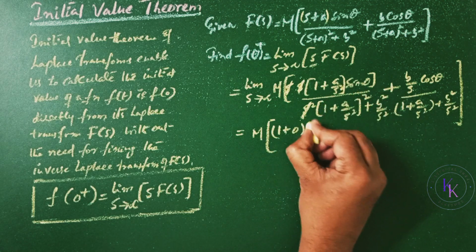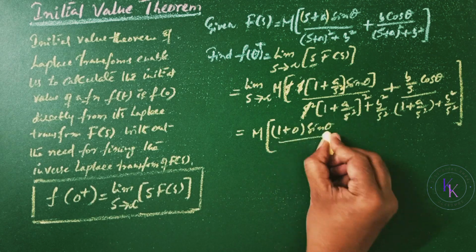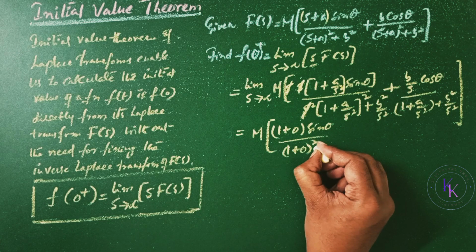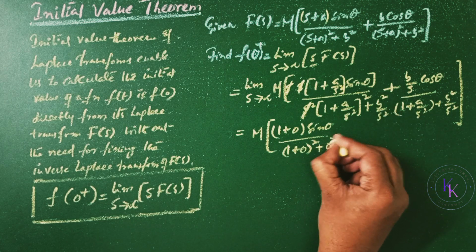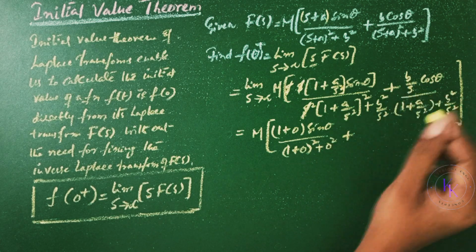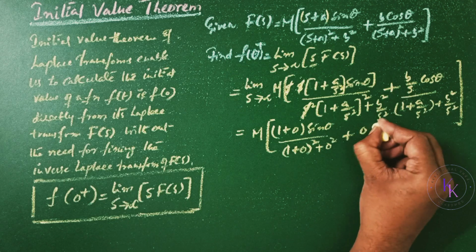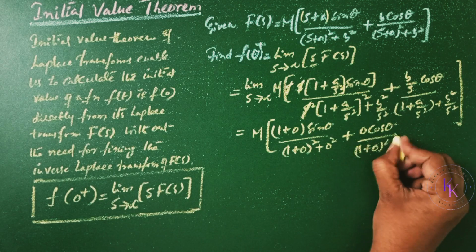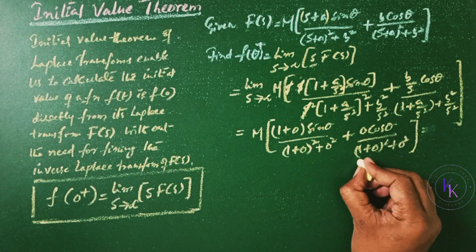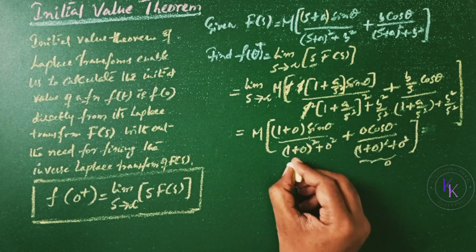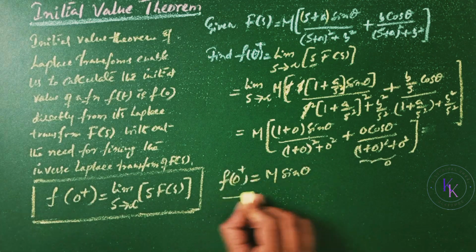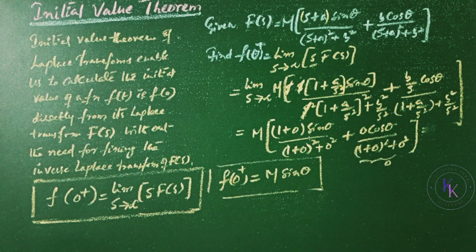Then m of (1 plus a by infinity, which is 0) sine theta divided by (1 plus 0) whole square plus 0 square, plus b by infinity, which is again 0, cos theta divided by (1 plus 0) whole square plus 0 square. This whole term is 0, and this term will give us sine theta and m. The initial value of the function is m sine theta.